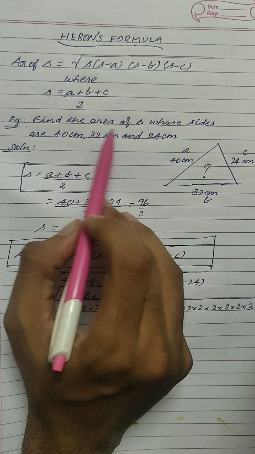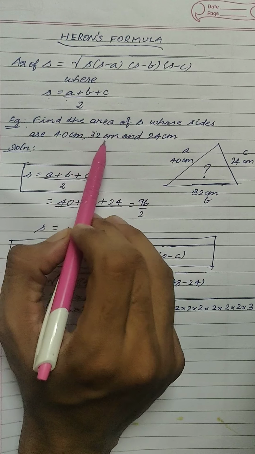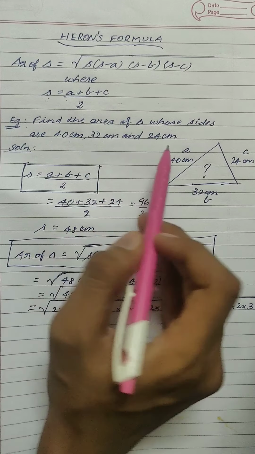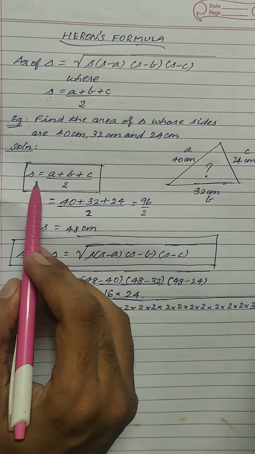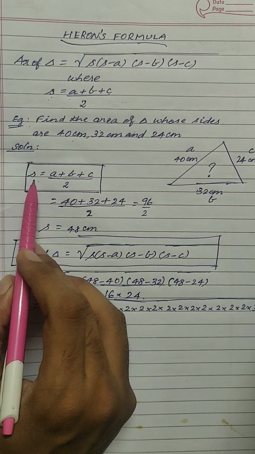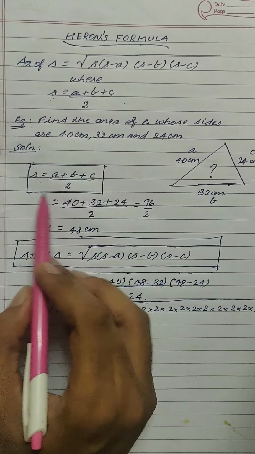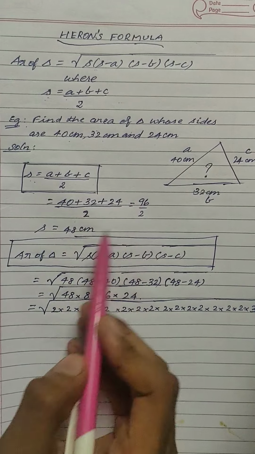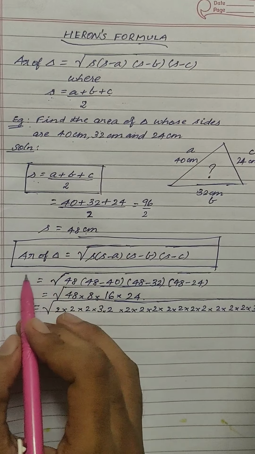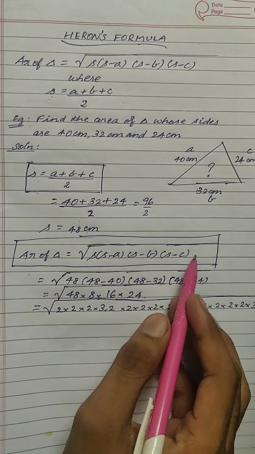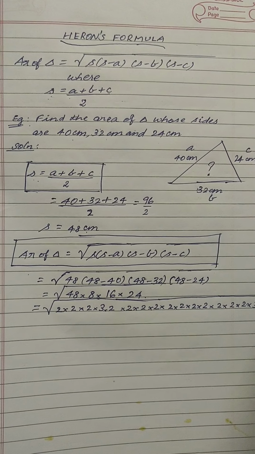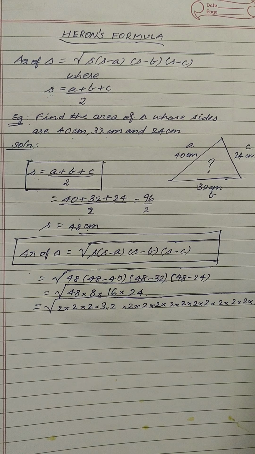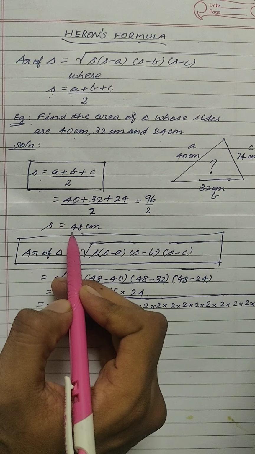They have asked to find the area of a triangle whose sides are 40, 32 and 24 centimeters. So first you have to find the semi-perimeter, because that is needed in the actual formula. That is A plus B plus C by 2. So you are getting it as 48. Then you have to find the area of triangle. So you have to apply the formula root under s into s minus a into s minus b into s minus c. So now you have got s as 48, isn't it?